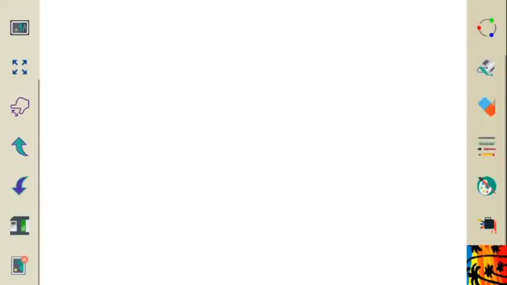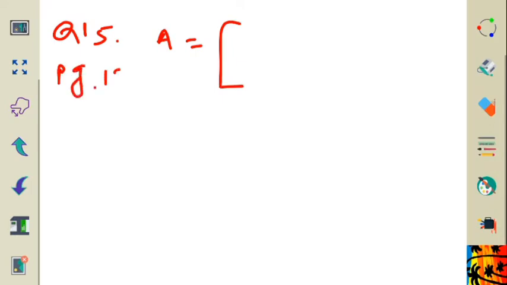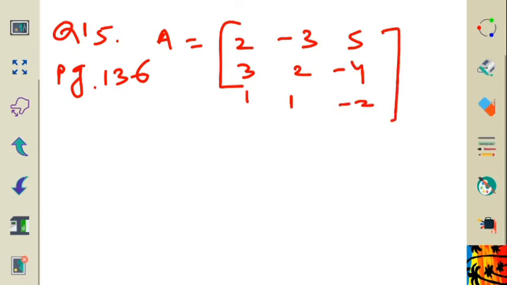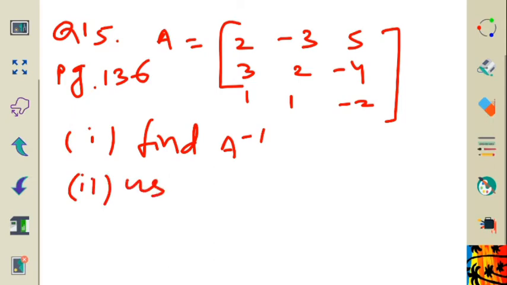So here this is question number 15. It states that A equals, and our page is 136, right? They have given a matrix 2, minus 3, 5, and this is 3, 2 and minus 4, and 1, 1 and minus 2. There are two parts asked. Number one is find A inverse. Second bit has been asked using A inverse. This is very important. Using A inverse, solve the system of equation, right?